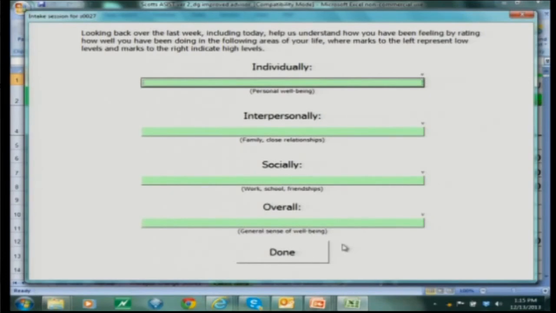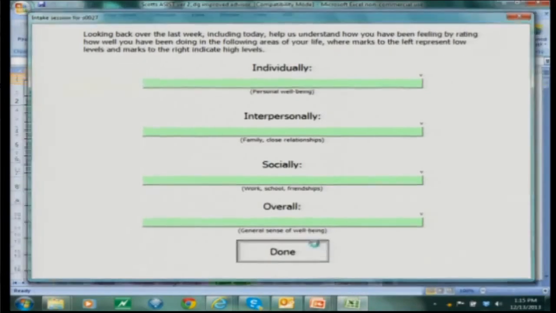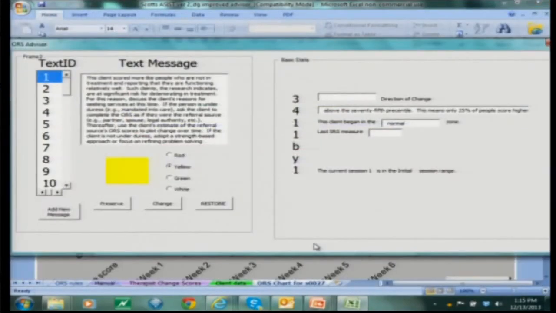Perfect. So let's take a look here at what happens. We get a yellow this time, Bob. And essentially what it says is the client scored more like people who are not in treatment and reporting that they are functioning relatively well. Is that true? True. Wow. And the other thing it says is that we need to be quite careful, because when a person who's doing quite well sees a person like me, there is a large chance that we could make people worse.